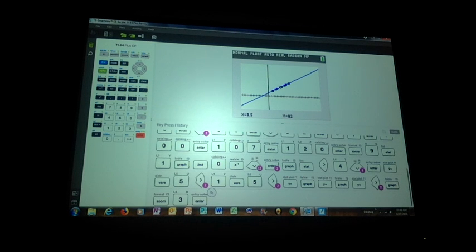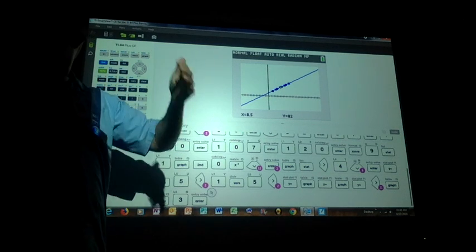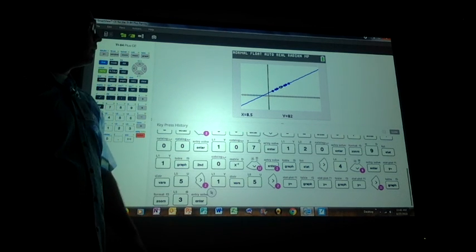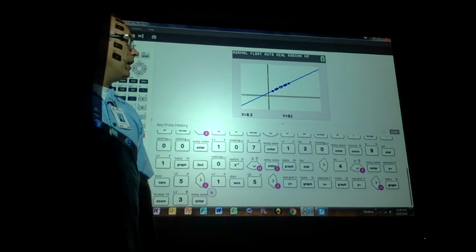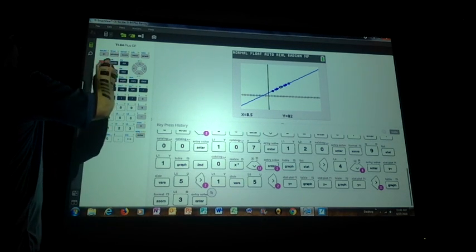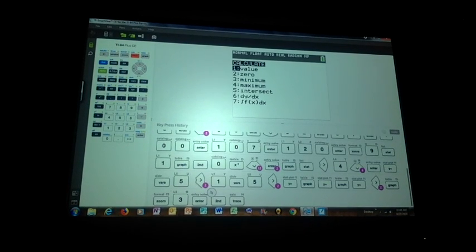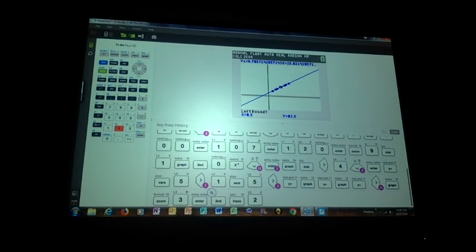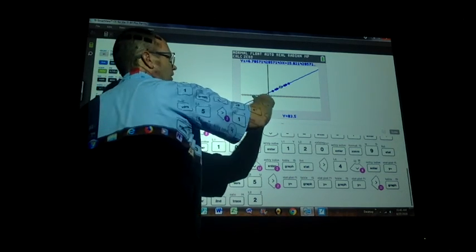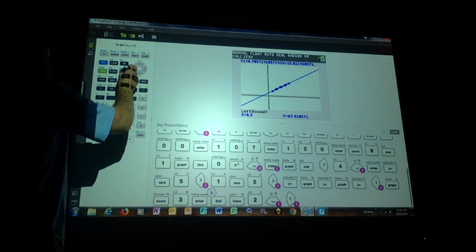I want to find the x-intercept, which is this. Agreed? Yes. What's that? Well, that's 8.5 comma 82. So what I can do is go second calculate, so second trace. I want to find a zero because a zero is where it crosses the x-axis. I have to move my cursor below it because it's looking for the left bound.